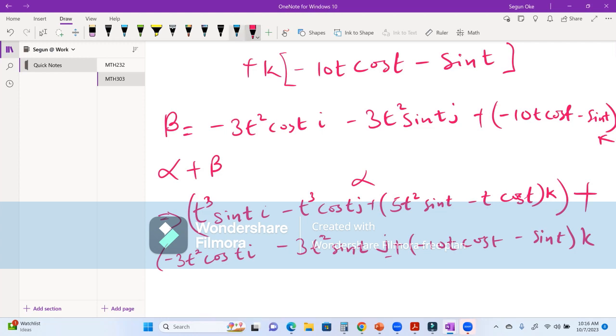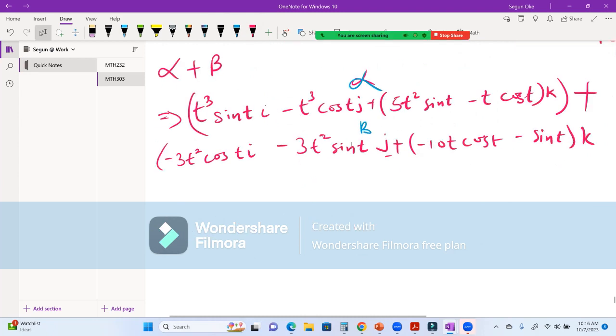Let me just use this blue. This is alpha, this is beta. So corresponding, don't forget, i to i, j to j, k to k. That's how you add. So it's going to be what? This to this, and all this to this. So if I'm adding this one, what do I have?